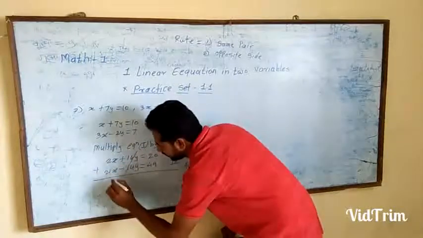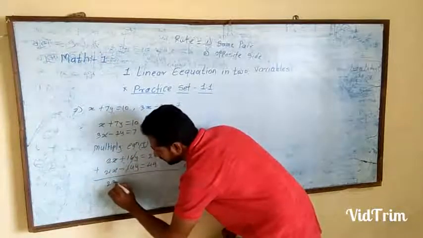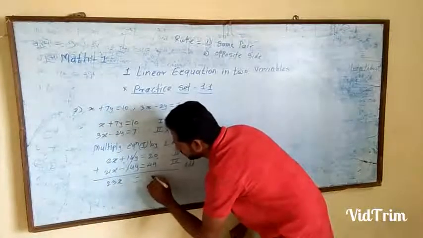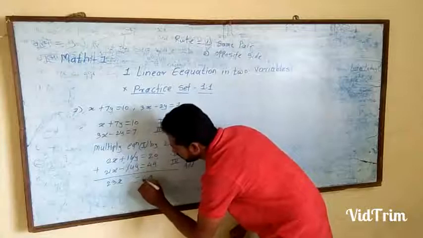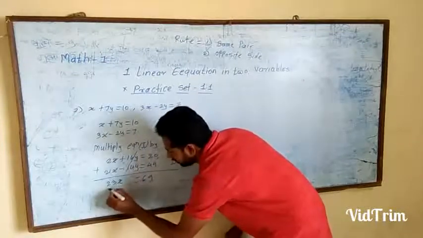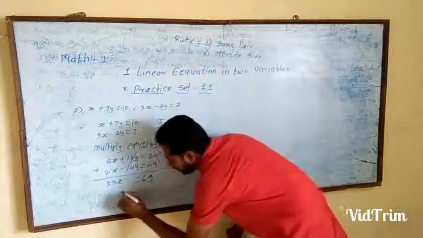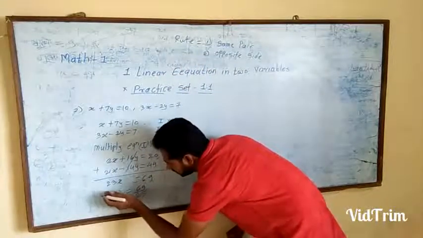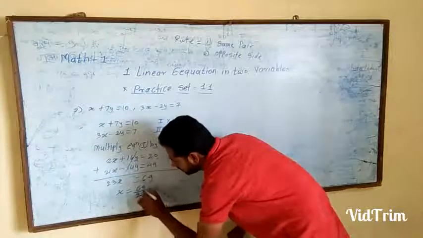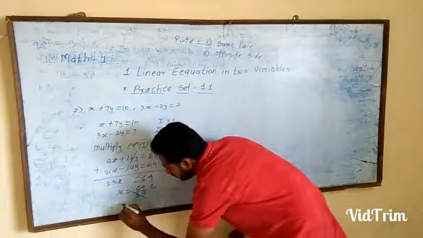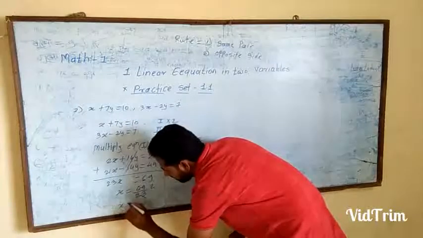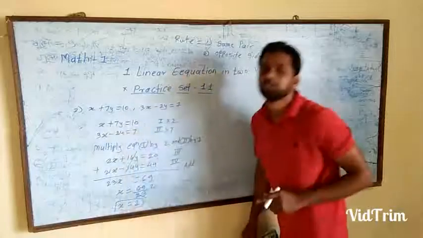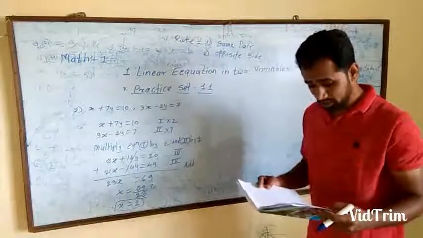2x plus 21x is 23x, is equal to 20 plus 49, which is 69. So 23x is equal to 69, x is equal to 69 upon 23. 23 times 3 is 69. We got the value of x here. The value of x is 3.